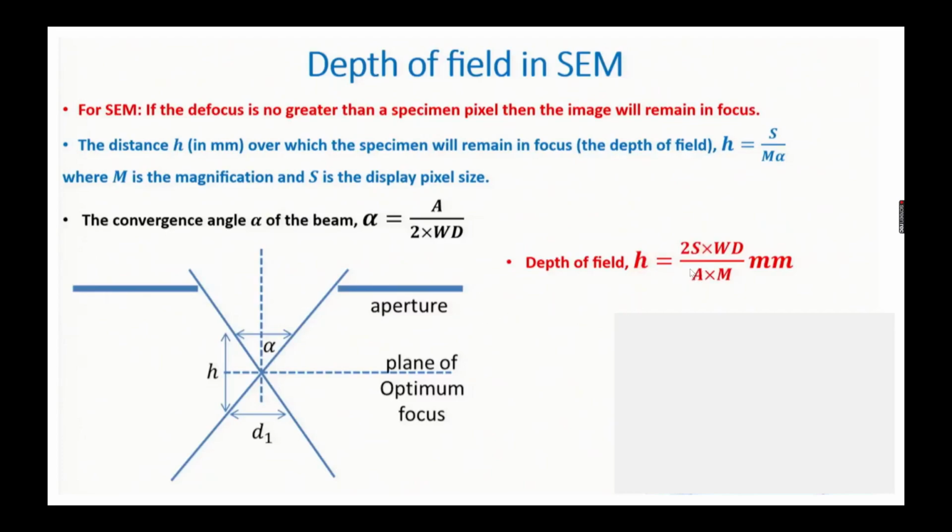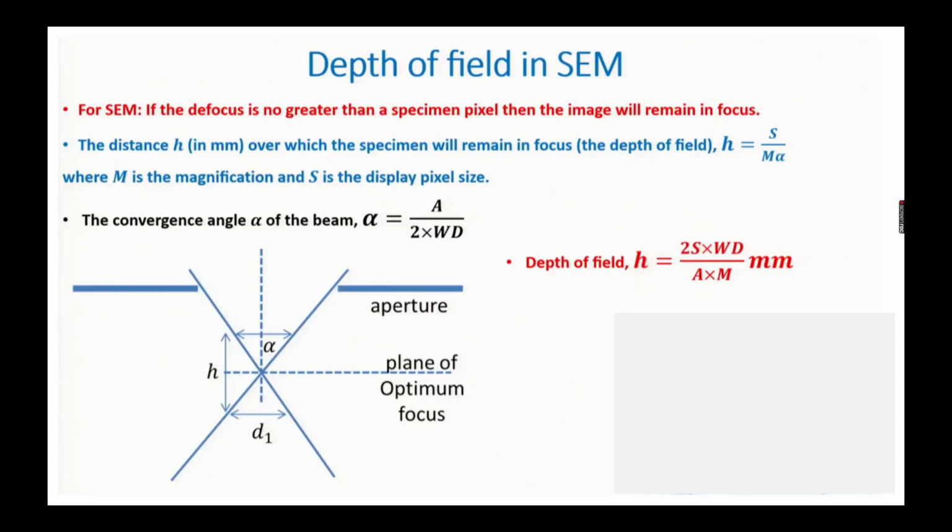If your aperture is greater, your depth of field will be lower, but the question is asking about the higher one. Magnification is also a factor, but there are no options for magnification. So in order to get a higher depth of field, the magnification should also be low. And the working distance is directly related to the depth of field.